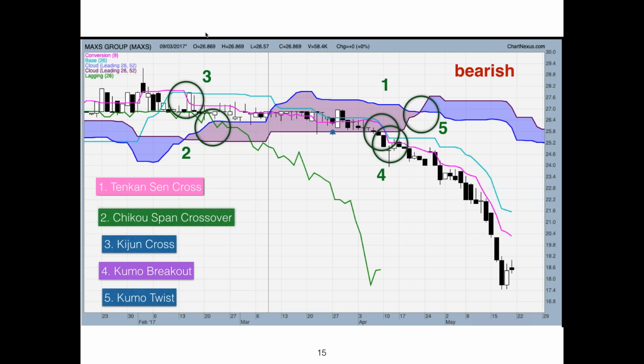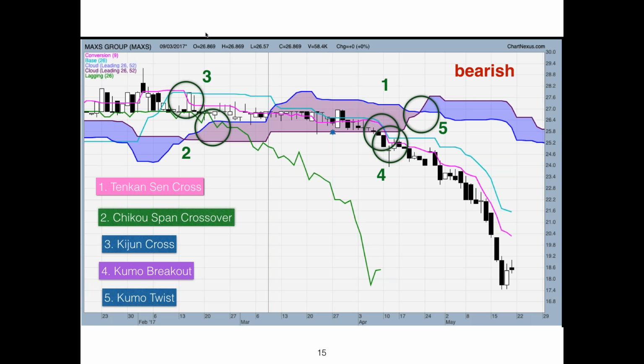Price crossed below the Kijun-sen here. Alright, so here's MAX's chart. These elements all agree on the bearishness for MAX. We see the Tenkan-sen crossover at number 1, the Chikou span crossover at number 2, the Kijun-sen crossover at number 3, the Kumo breakout in number 4, and a Kumo twist in number 5. All these elements come together to tell you that MAX is a bearish security.